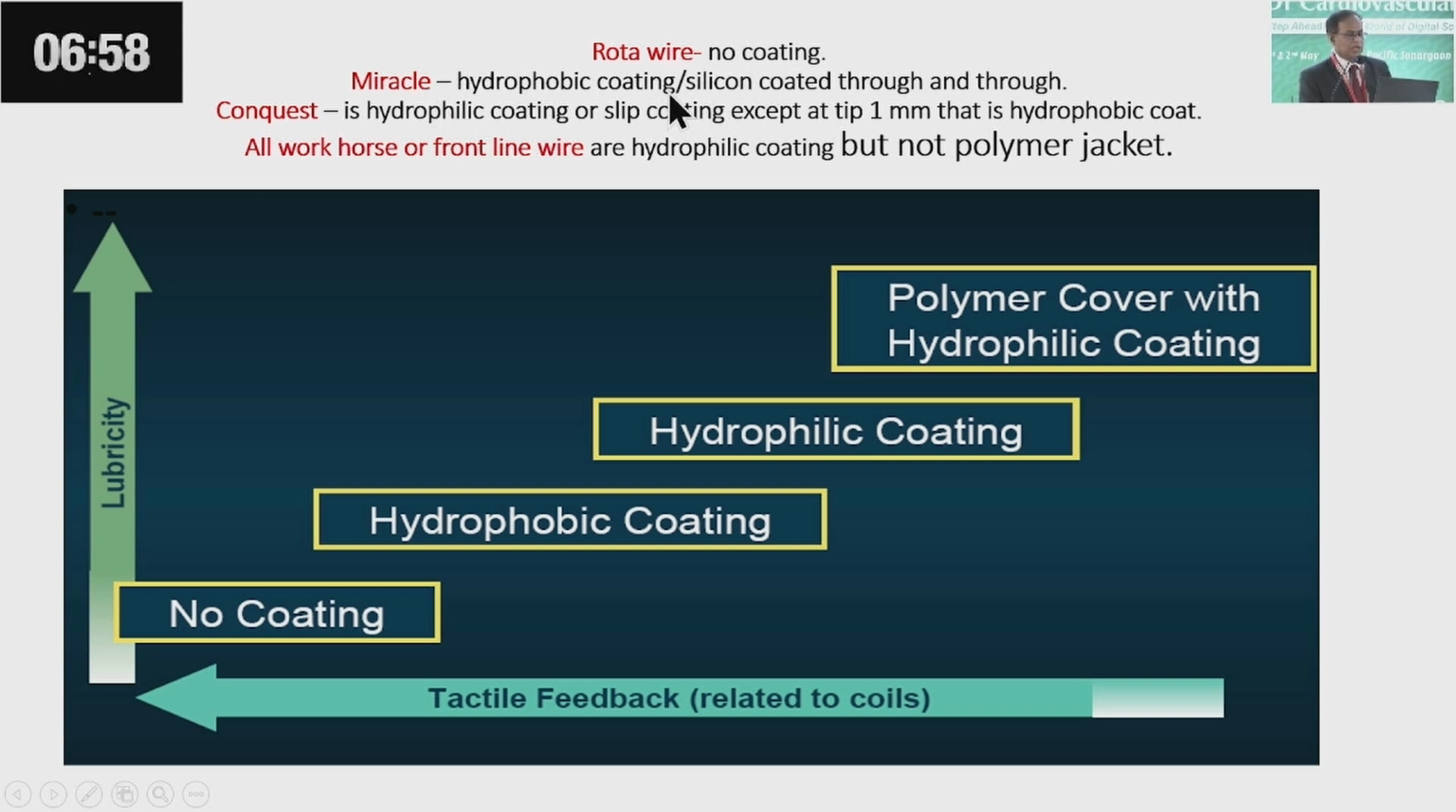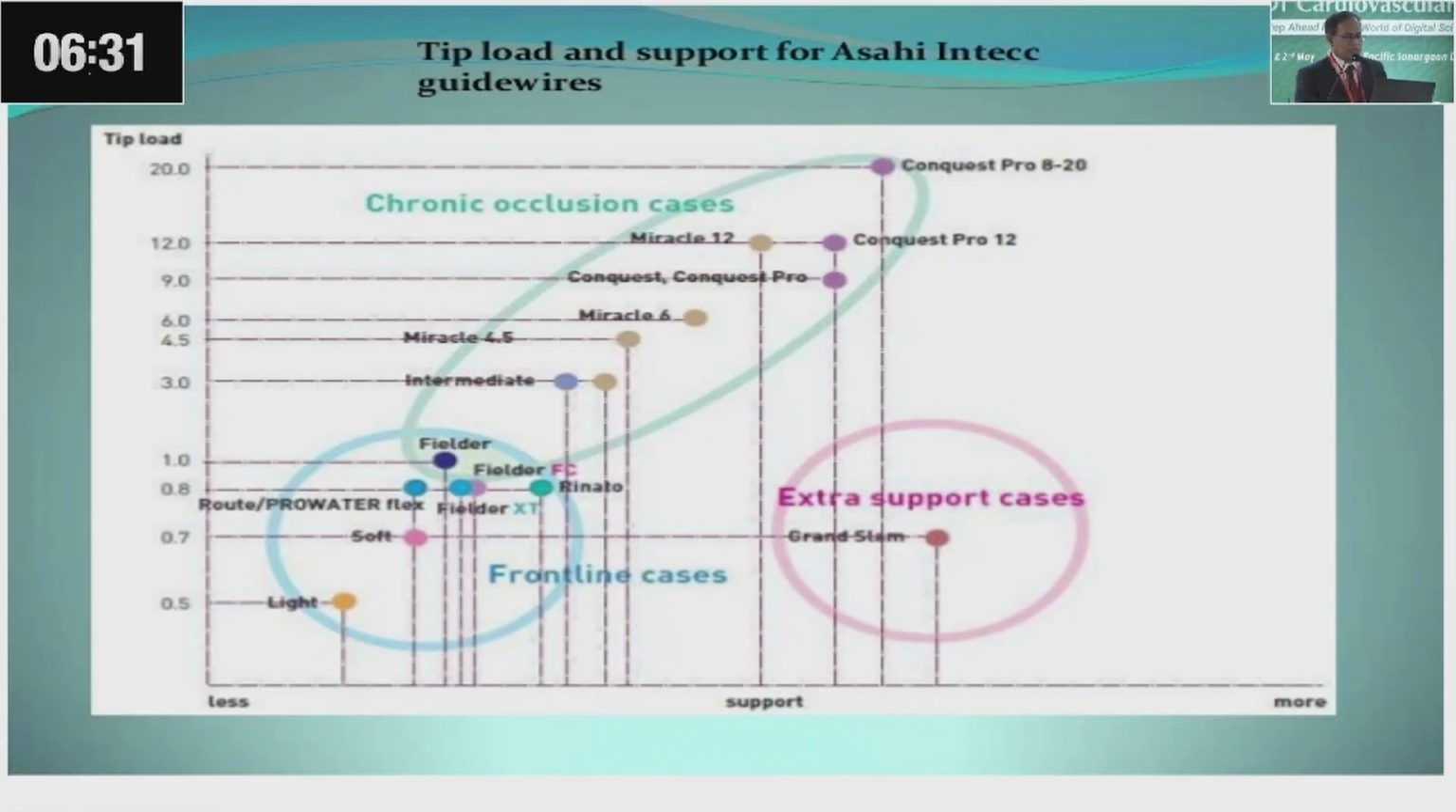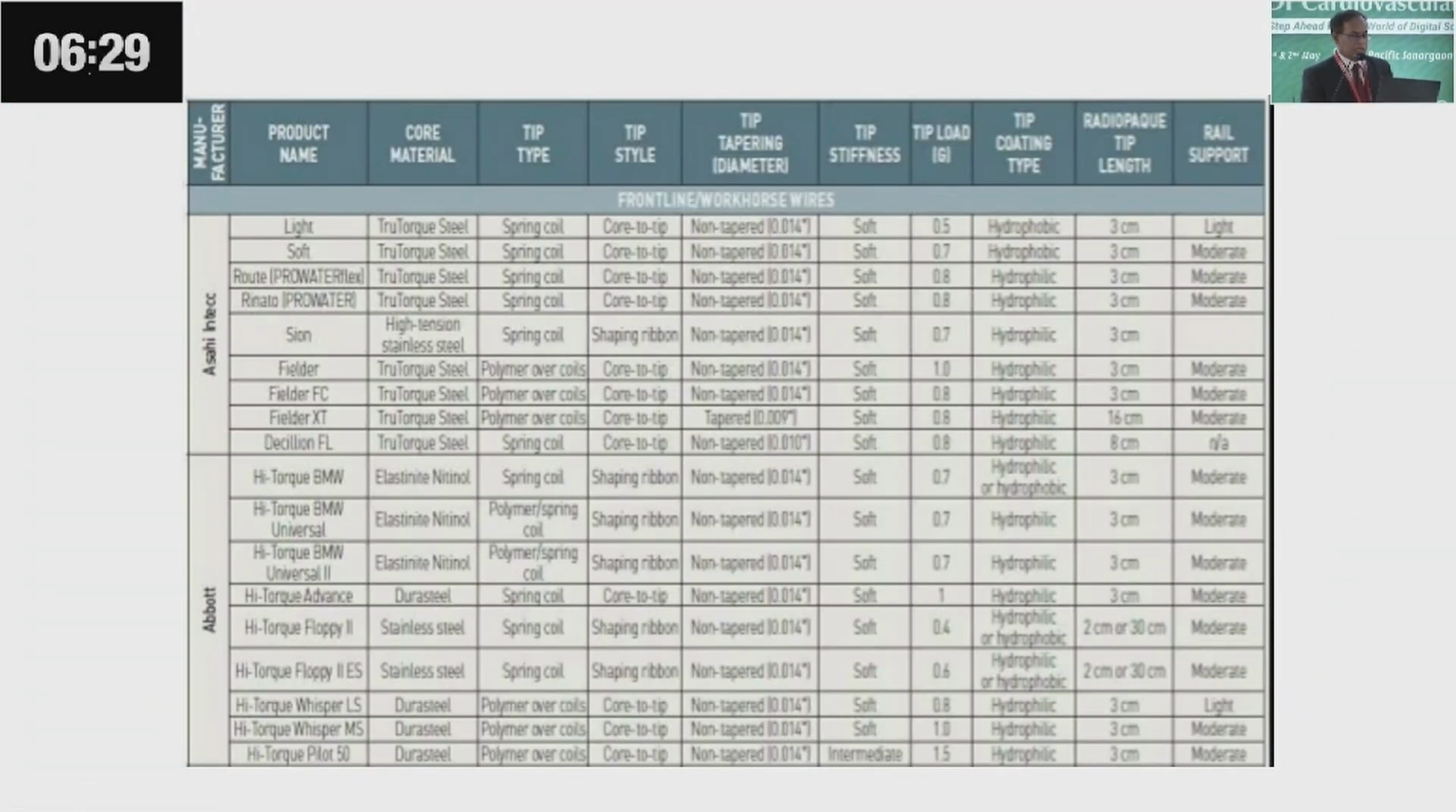Recent wires like the Gaia have a hydrophobic silicone coating. This has good feedback, and Conquest has a hydrophilic coating, but the distal tip 1 millimeter is hydrophobic. So it gives some form of tactile feedback, but not like that of the Miracle. All the workhorse wires that we use have a hydrophilic coating, but not a polymer jacket. So hydrophilic and polymer jacket are two different things.